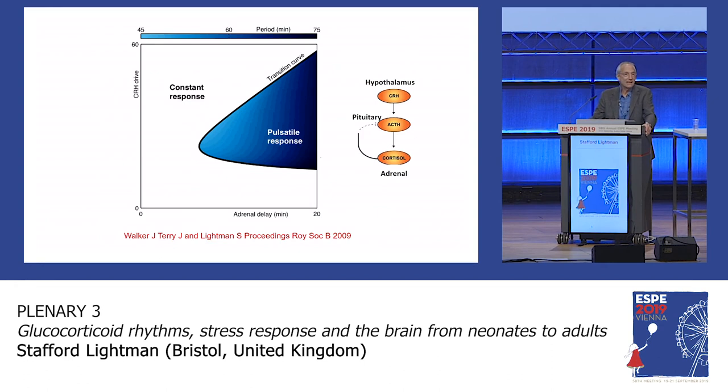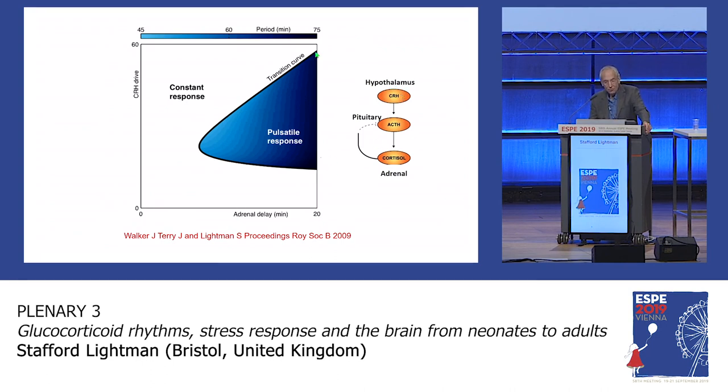So we discussed this with our mathematical colleagues, and they came up with this diagram of what they thought must be going on. So what we have here is a mathematical model. We have CRH in the hypothalamus, which then acts on the pituitary. Pituitary makes ACTH, and the ACTH acts on the adrenal to make cortisol, which then feeds back. So what we have on the x-axis here is the adrenal delay, the delay of ACTH hitting the adrenal and the adrenal making cortisol. And on the y-axis here, we have the drive from the hypothalamus.